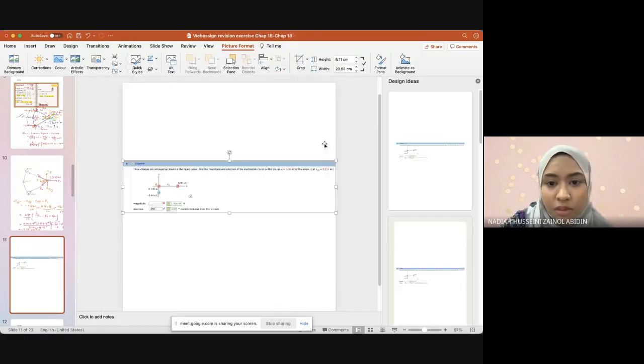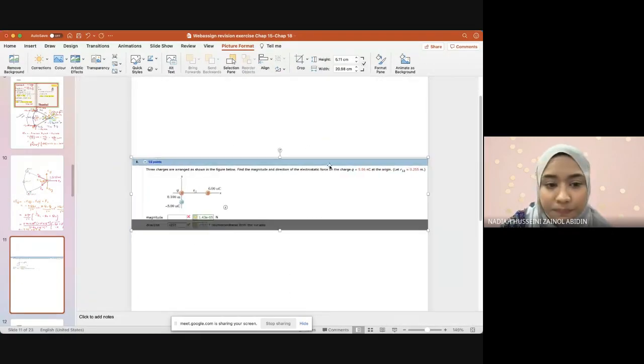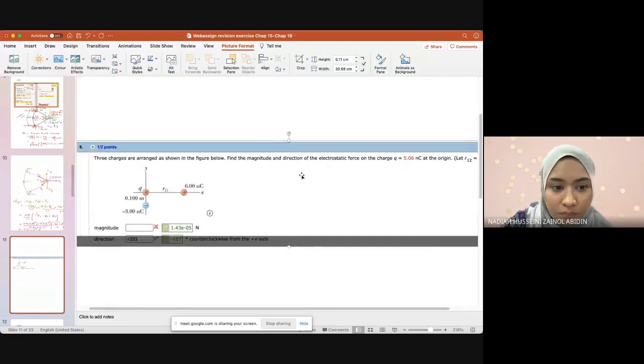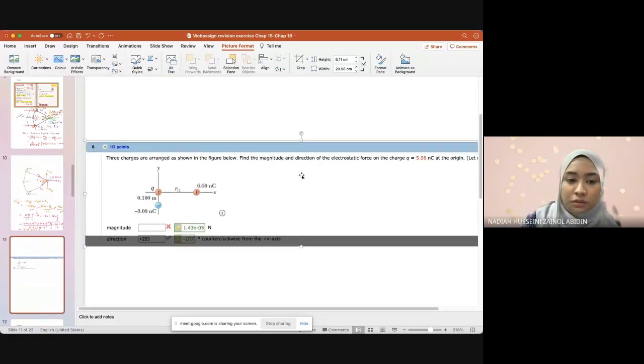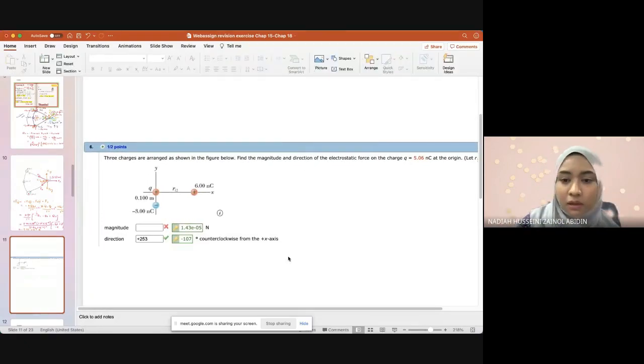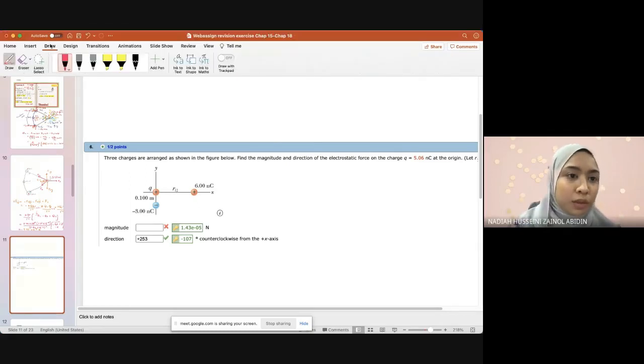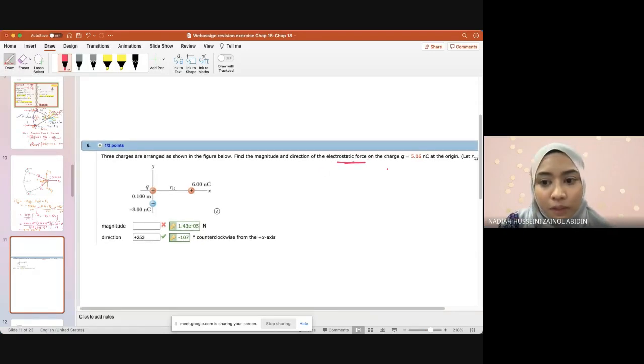Okay, so this is the question. Alamak kecilnya. Okay, so this is the question. So this is a force question. If I were to draw, the question is asking 3 charges are arranged, blah, blah, blah. Find the magnitude and direction of the force on the charge of Q equals to 5.06 at the origin.